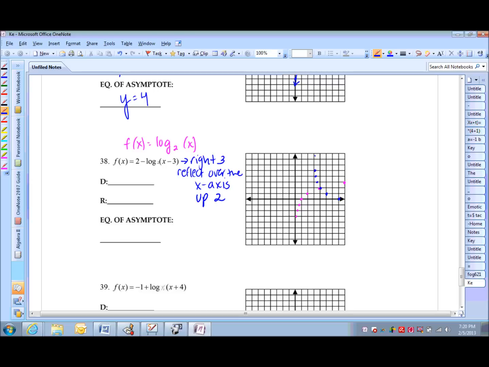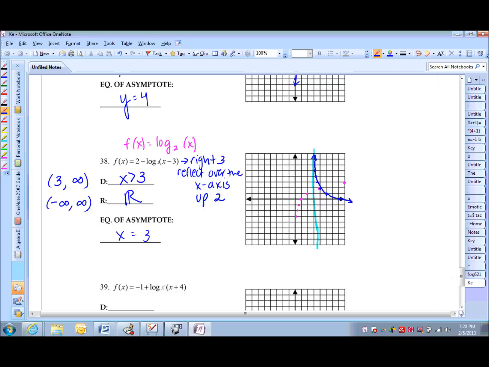And if your points end up going off the graph, that's okay. Just do what you can. Okay, and that's what your new graph should look like. And your domain, all of your x values must be greater than 3. And your range is all real numbers. So in interval notation, your domain is 3, infinity. And your range is negative infinity to positive infinity. The asymptote, the line which your graph will never touch, the equation for that is x equals 3.